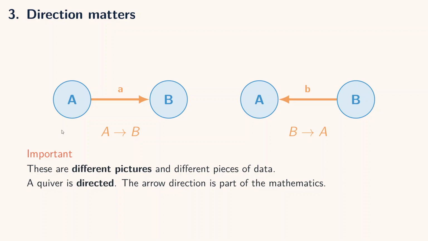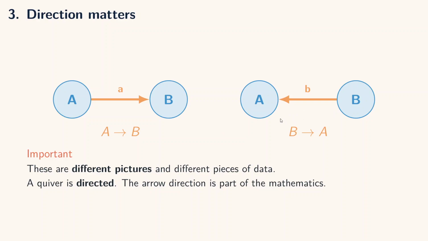Suppose we have 2 vertices again, A and B. In our first picture, we draw an arrow from A to B. That arrow is labeled a. It points from A toward B. In our second picture, we draw an arrow from B to A. That arrow is labeled b. It points from B toward A.